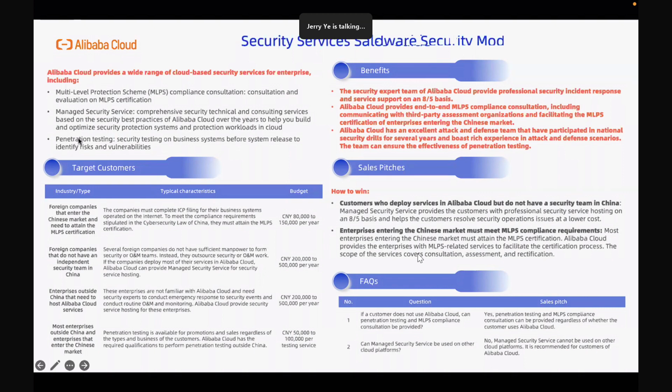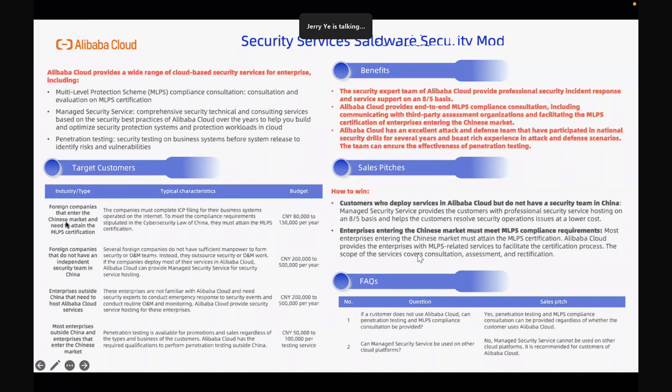The third service is penetration testing. This is the security testing of business systems before systems are released, to identify risks and vulnerabilities. Also a panel of security professionals will do the test for you, for web services and also the app. Okay, so the target customers.